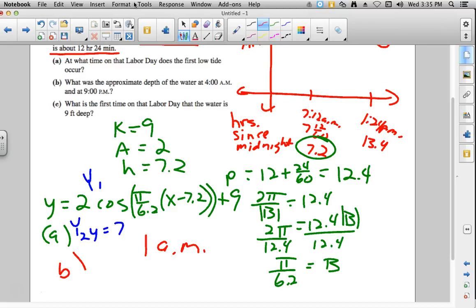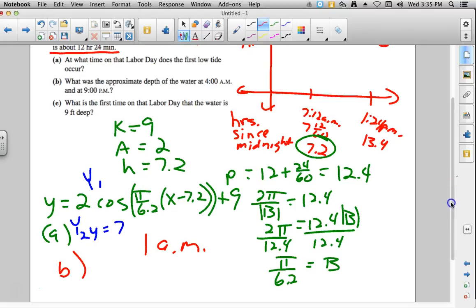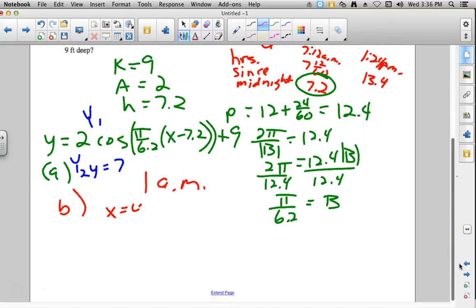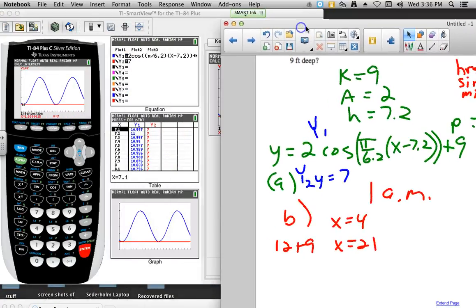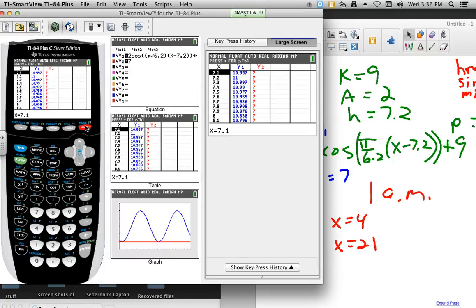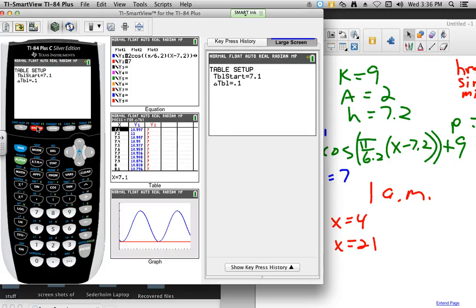All right. Part B, what was the approximate depth of the water at 4 a.m. and 9 p.m.? Well, I'm going to use my table feature for that. 4 a.m. is when x equals 4. And they also wanted to know about 9 p.m. Well, 9 p.m. would be 12 plus 9, because remember we did hours since midnight. So that's going to be x equals 21. So let's go see what the table has for us here at 4. And it looks like my table needs to be reset.